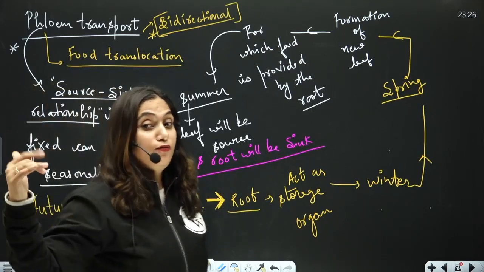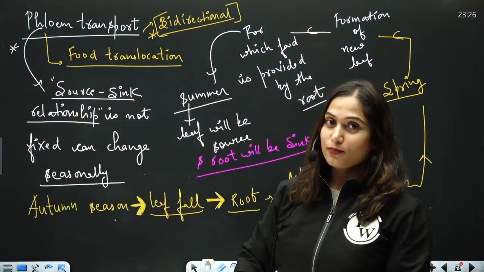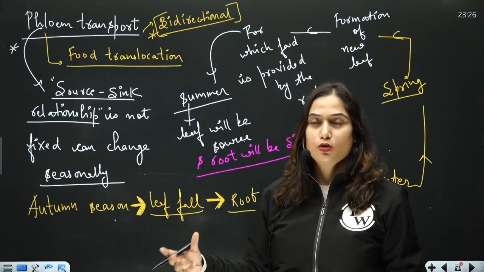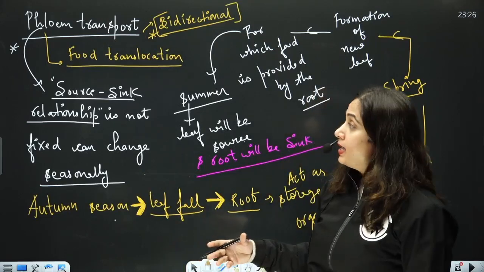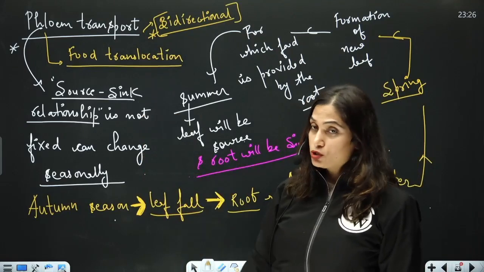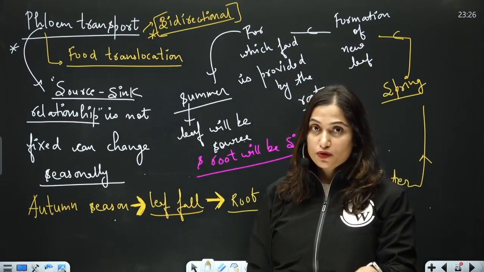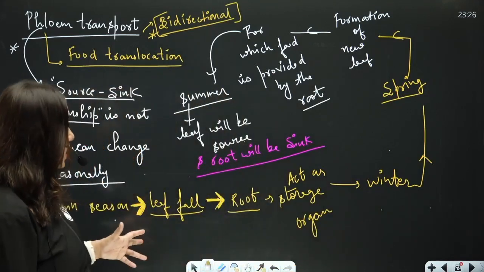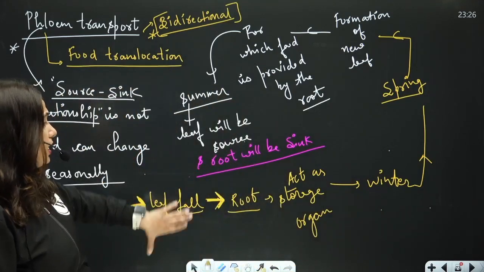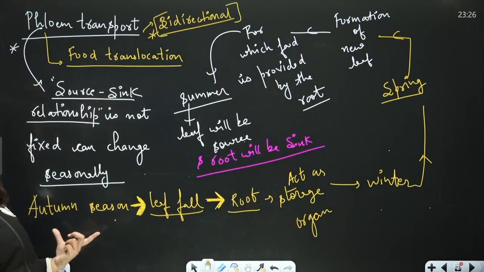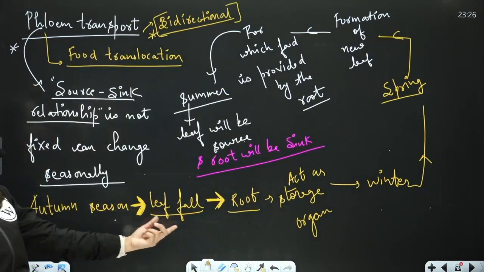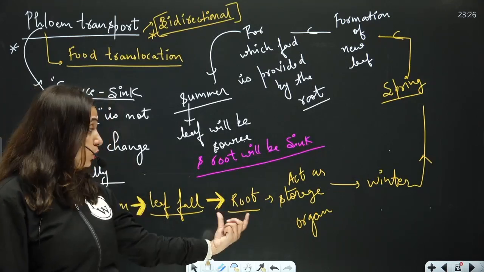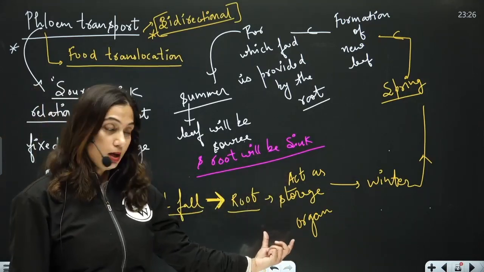Let's discuss the phloem transport now. We know, beta, that the transport in phloem is bidirectional or multidirectional, right? Because the source to sink relationship in phloem is not fixed. I've just told you it changes seasonally. What happens is, when the autumn season comes, the leaf fall, and when there is leaf fall, the root becomes the storage organ in winters.